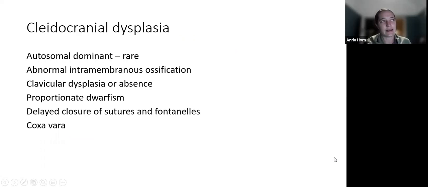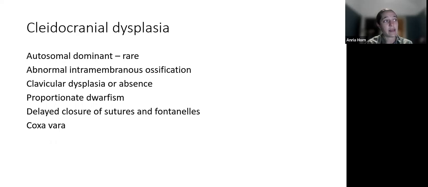Anyway, so he's got cleidocranial dysplasia. It's a rare autosomal dominant disease caused by abnormality of intramembranous ossification. Remember we said achondroplasia is endochondral ossification. So this is now intramembranous ossification. All your bones that develop by intramembranous ossification are affected. So that's why it's the skull, and the clavicles are often absent. That guy has no clavicle.